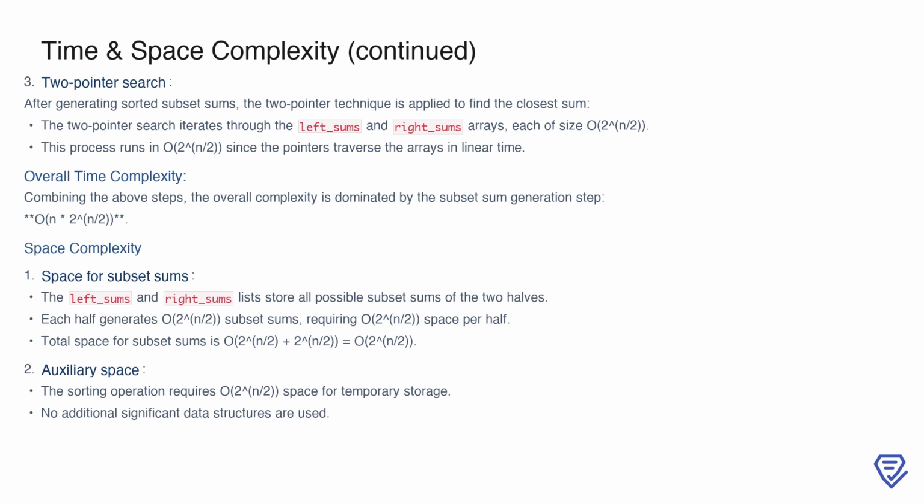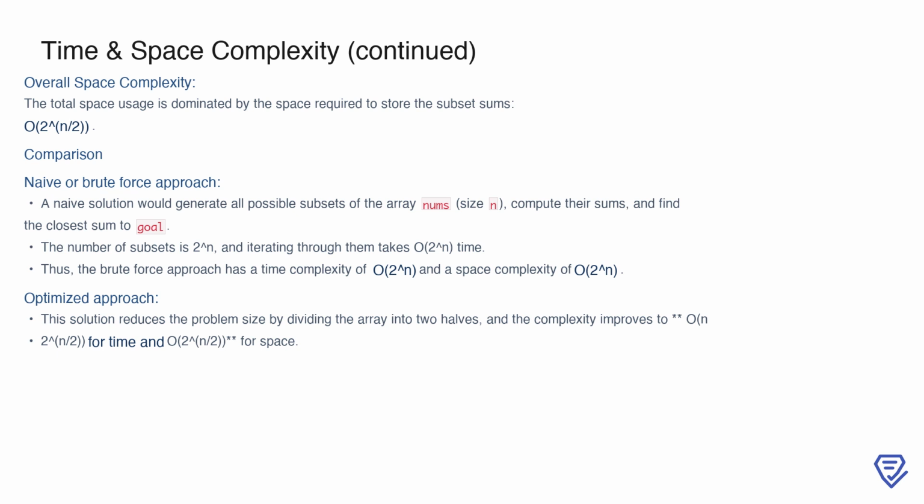For the space complexity, the storage of all subset sums contributes the most. Each half generates 2^(n/2) subset sums, so the total space required is O(2^(n/2)). Additionally, the sorting operation uses temporary space proportional to the size of the arrays, but this does not change the dominant complexity. Therefore, the space complexity is also O(2^(n/2)). When we summarize the overall space complexity, it is clear that the storage for the subset sums is the dominant factor, leading to a total space usage of O(2^(n/2)).